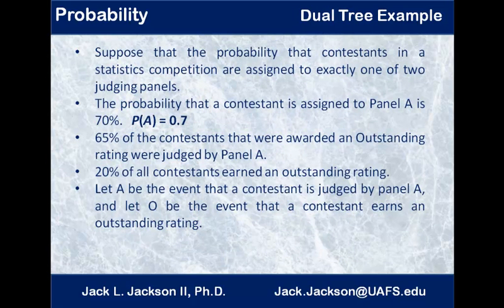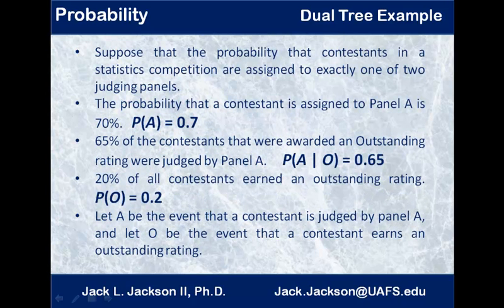Suppose that contestants in a statistics competition are assigned to exactly one of two judging panels. We'll call them panel A and panel not A, panel B. The probability that a contestant is assigned to panel A is 70%. So the probability of A is 0.7. 65% of the contestants that were awarded an outstanding rating were judged by panel A. 20% of all the contestants earned an outstanding rating. Let A be the event that a contestant is judged by panel A, and O be the event that a contestant earns an outstanding rating.